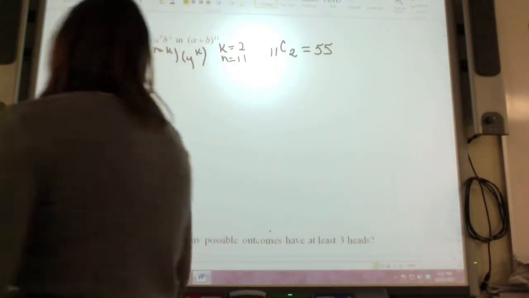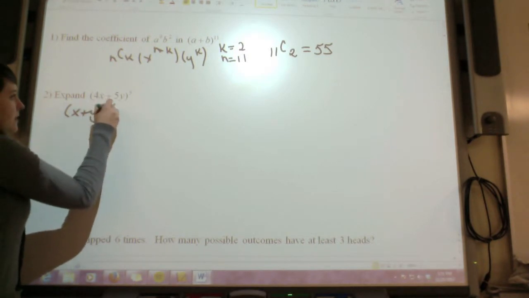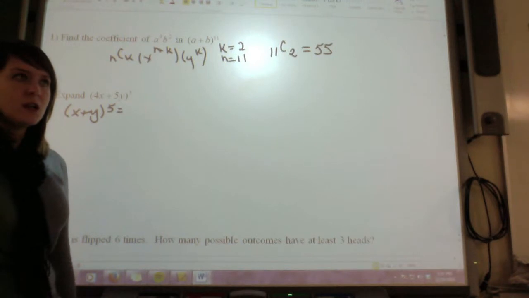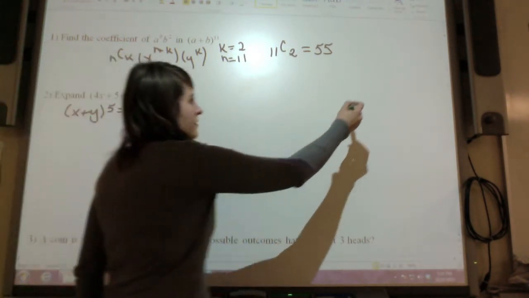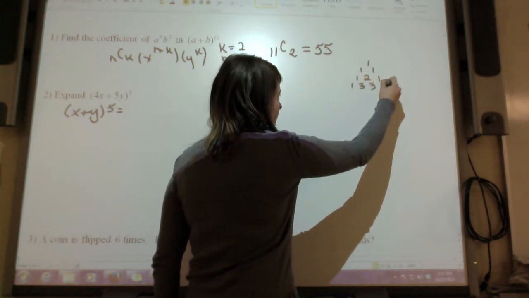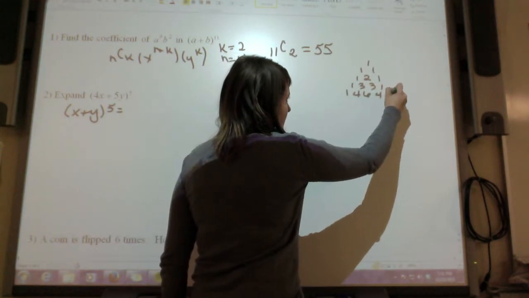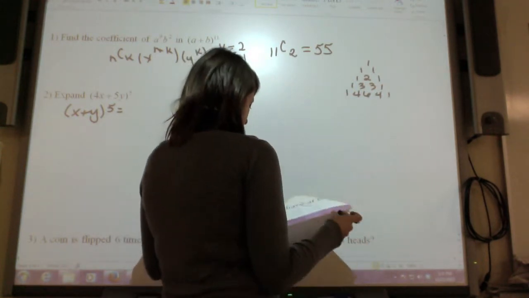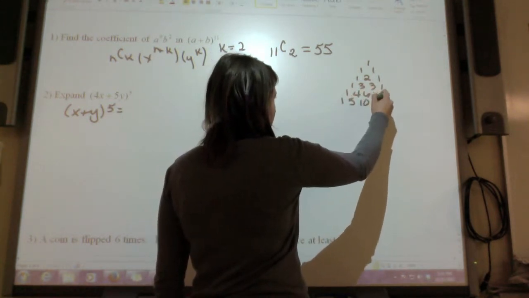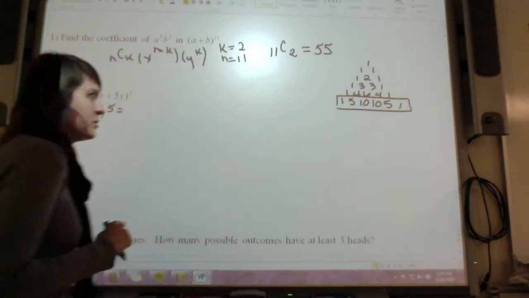So, if I have x plus y to the 5th, I'm going to use Pascal's triangle to think about those coefficients there. So, if I have 1, 1, 1, 1, 2, 1, 1, 3, 3, 1, okay, 1, 4, 6, 4, 1, and this will be 1, 5, 10, 10, 5, 1. So these are going to be my coefficients there.